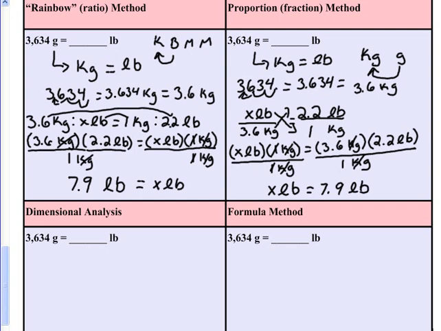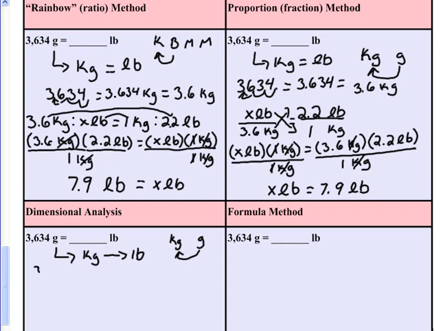We can also do this conversion in a third method by using dimensional analysis. Since we are trying to go from grams to pounds, and we do not know a conversion factor for that relationship, we must first convert our grams to kilograms and then to pounds. We should remember that to go from grams to kilograms, we must move our decimal 3 places to the left.